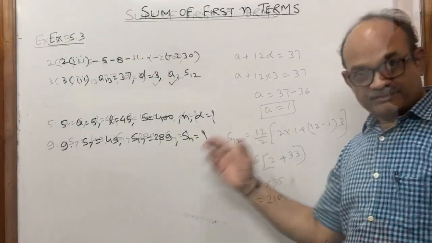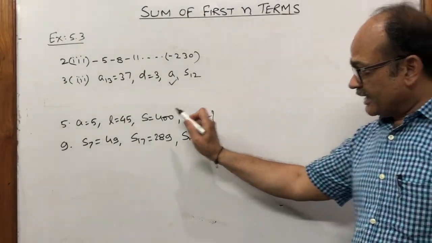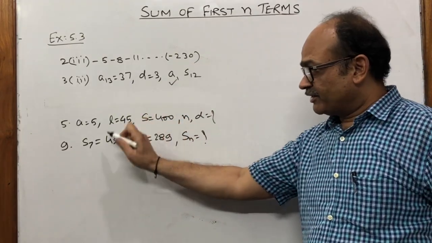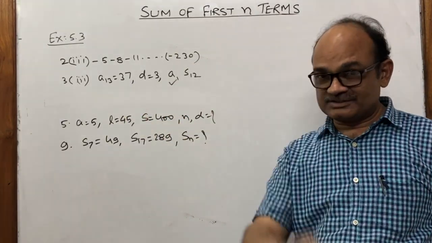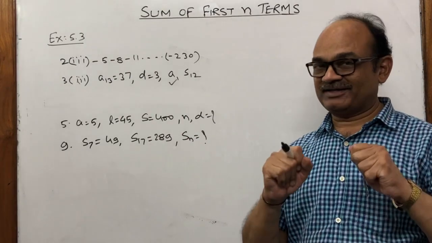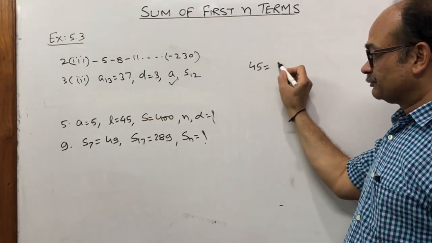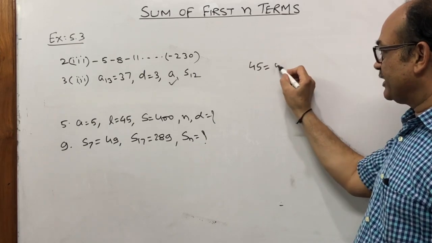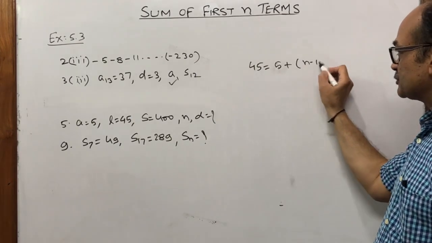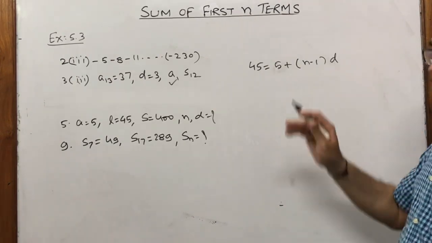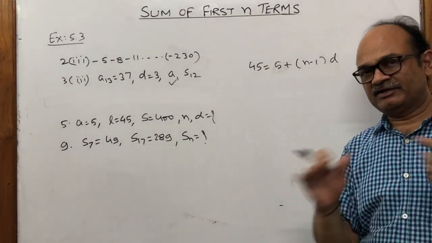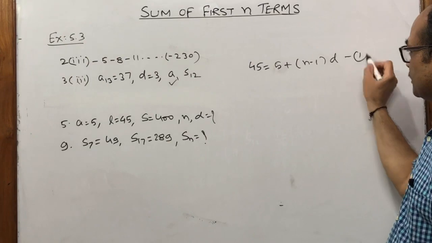Correct? Now the fifth sum. S is given as 400, l is 45, a is 5. But there are two unknowns, n and d. That's why this question is important. From the first equation, 45 equals a, and a is given as 5, plus n minus 1 into d. Both n and d are not given. That's equation number 1.